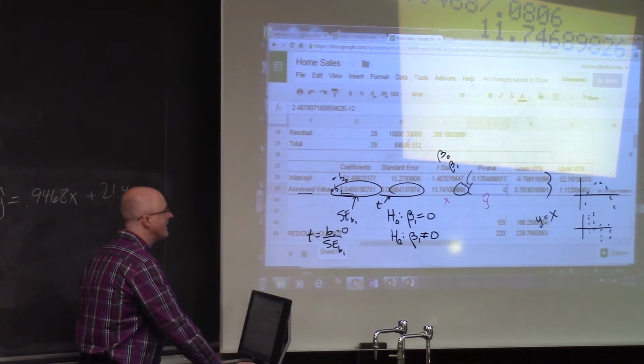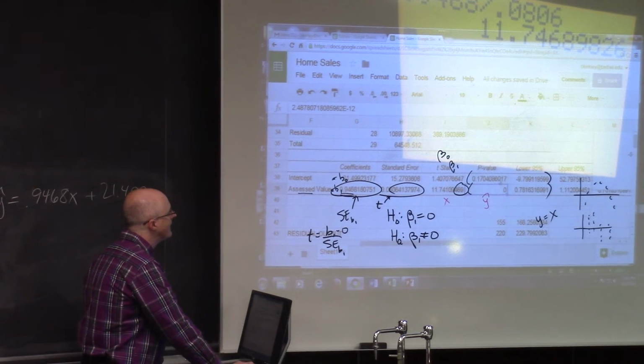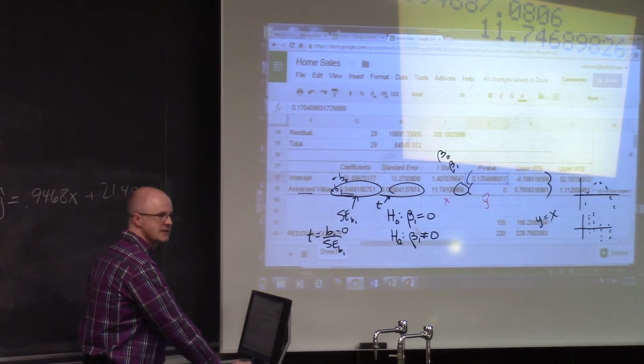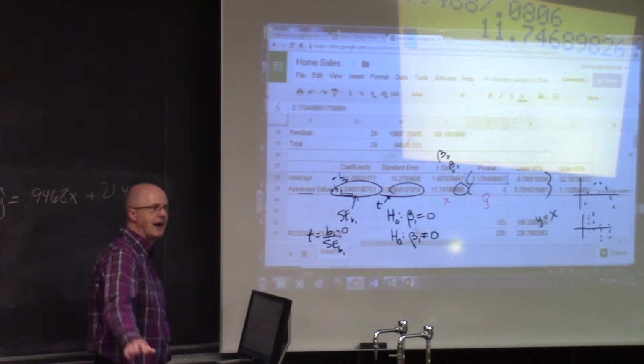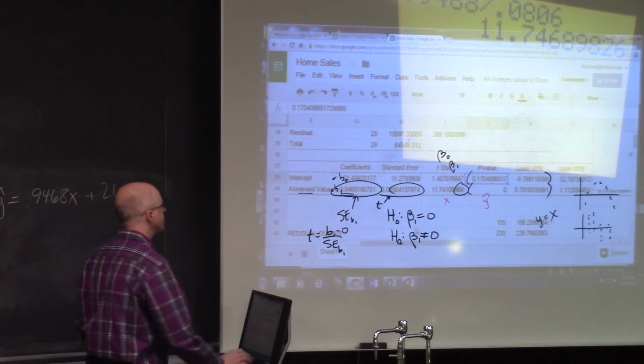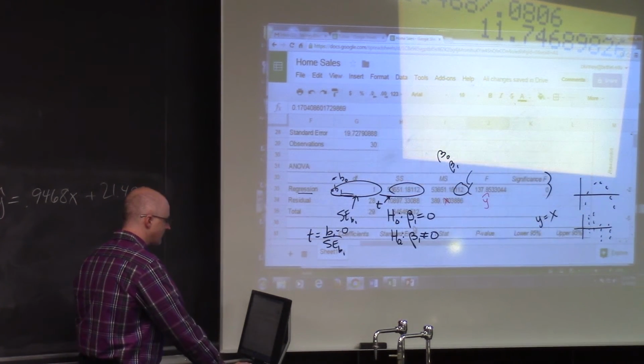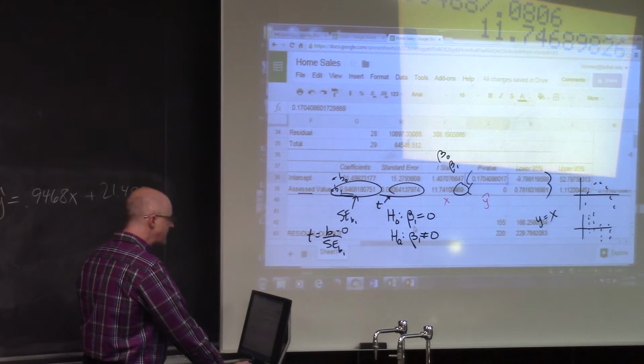What's the significance of the p-value for the intercept then? It would test whether the intercept is 0 or not, yeah, but that's not typically something we worry about, and I don't think you have any exercises on that. Something new.